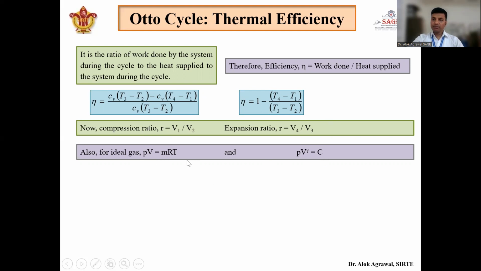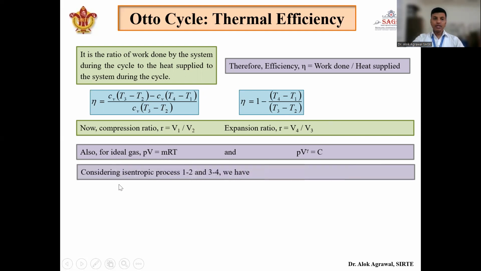This both equation can be implemented here. Now considering process 1 to 2 and 3 to 4, because here in 1 to 2 we are giving work input and in 3 to 4 we are taking the work output. Now T2 by T1 can be written as (V1 by V2) to the power gamma minus 1, and V1 by V2 we know that it is the compression ratio r.